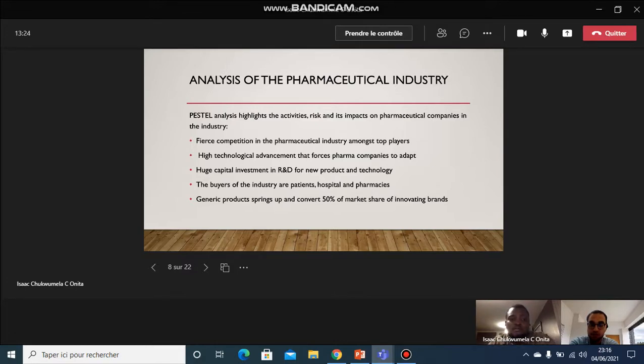And then that brings about them losing about 50% of the market share, because those buyers, patients, hospitals, and pharmacies, all they want is an alternative product that could serve the same purpose, which is usually seen in the third world country and the second world country. And those innovative brands tend to lose market share in those countries.